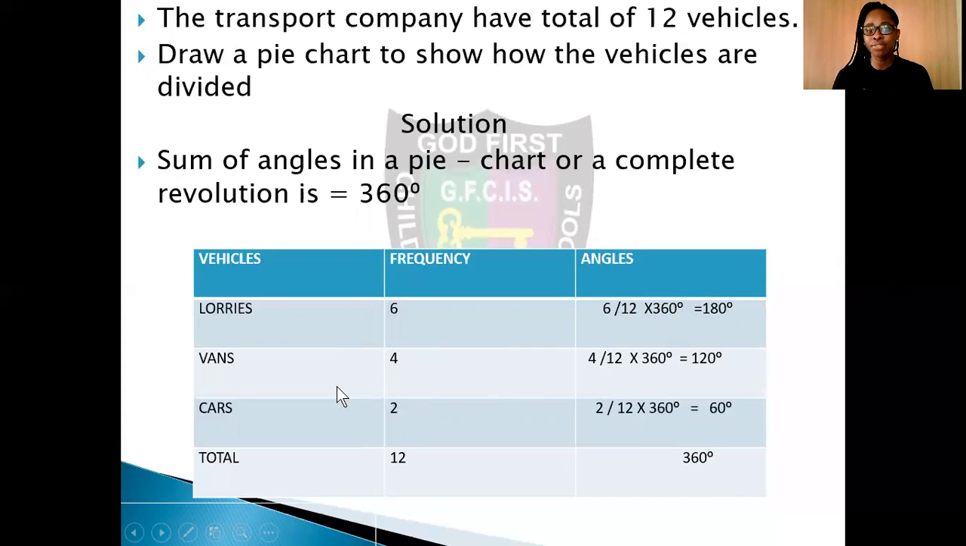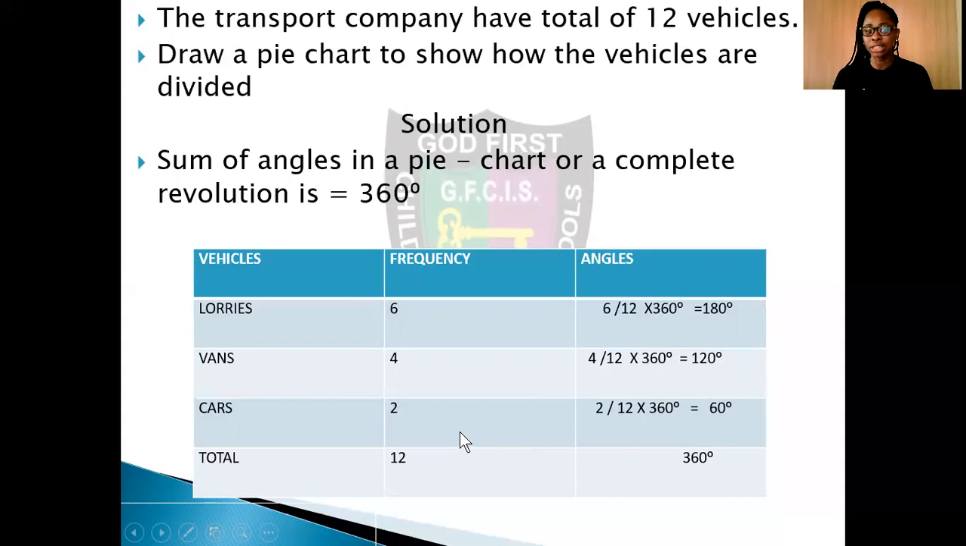So we have the van, which is 4, and the total sum of the frequency is equal to 12. So 4 divided by 12 times 360 degrees. 360 divided by 12 is 30, and 30 times 4 is 120 degrees. So van will be representing an angle of 120 degrees in the pie chart.